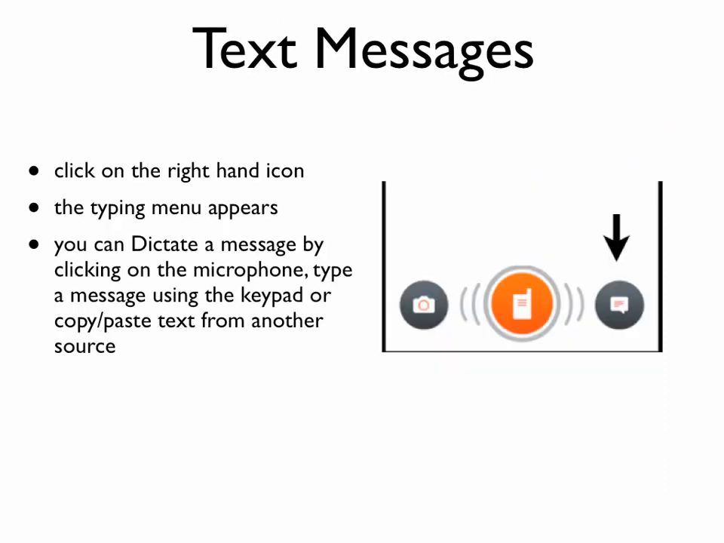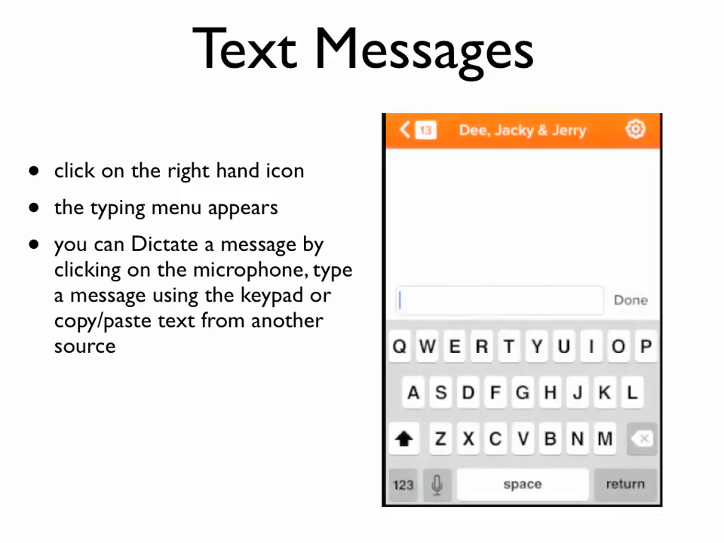And then the third choice is text messages. So you click on the right-hand icon. The typing menu will appear, and you can then dictate a message by clicking on the microphone down at the bottom row there, or you can type a message using the keypad, or you can copy and paste text from another source, or a combination.